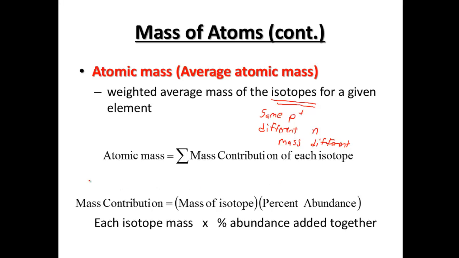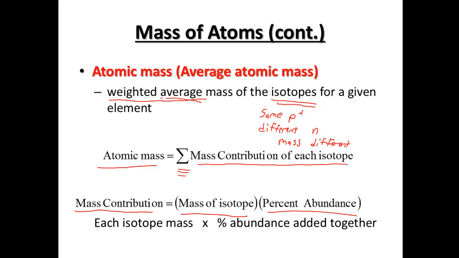And so the equation for this, the atomic mass, is a summation, or the addition, of all the parts of each of the mass contributions of each isotope. When we look at that, mass contribution is the mass of the isotope times its percent abundance. And so this is going to give us what we call a weighted average. A weighted average, instead of just being an average, is weighted because it talks about how much percent abundance each one puts together. So each isotope mass times the percent abundance is what we're going to be looking into in our equations.